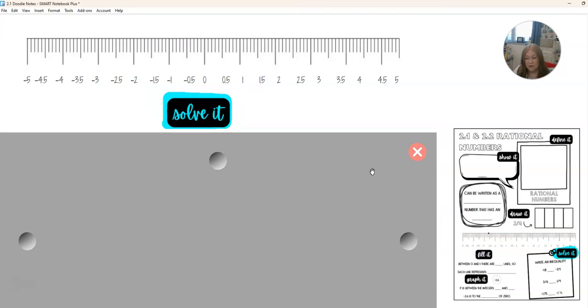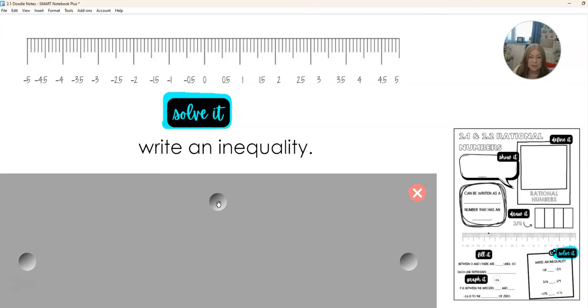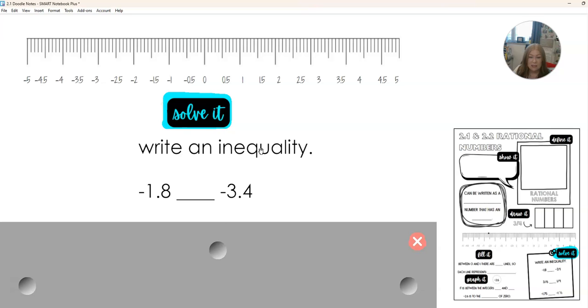So now we're going to solve a few of these inequalities with rational numbers. So we're going to write that inequality, right, are not equal, so our comparing symbols. So we have negative 1.8. If I go negative 1, here's negative 1.5, 6, 7, 8. It'd be right here. And if I have negative 3.4, it's got to go all the way over here. 1, 2, 3, negative 3.1, 3.2, 3.3, 3.4. So I can see this one is more to the left. So this one right here is bigger.